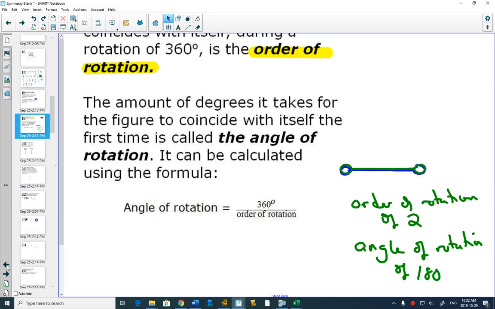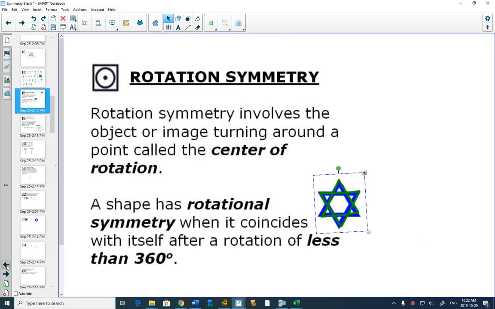What about the shape that we just did? How many times does it match up? So we started here. Matches up once, twice, 3 times, 4 times, 5 times, 6 times to get back to where we started. So that shape would have an order of rotation of 6 as it goes around. And so we would say that the angle, what's 360 divided by 6? How much has it turned when you do it once? 360 divided by 6 would be 60.